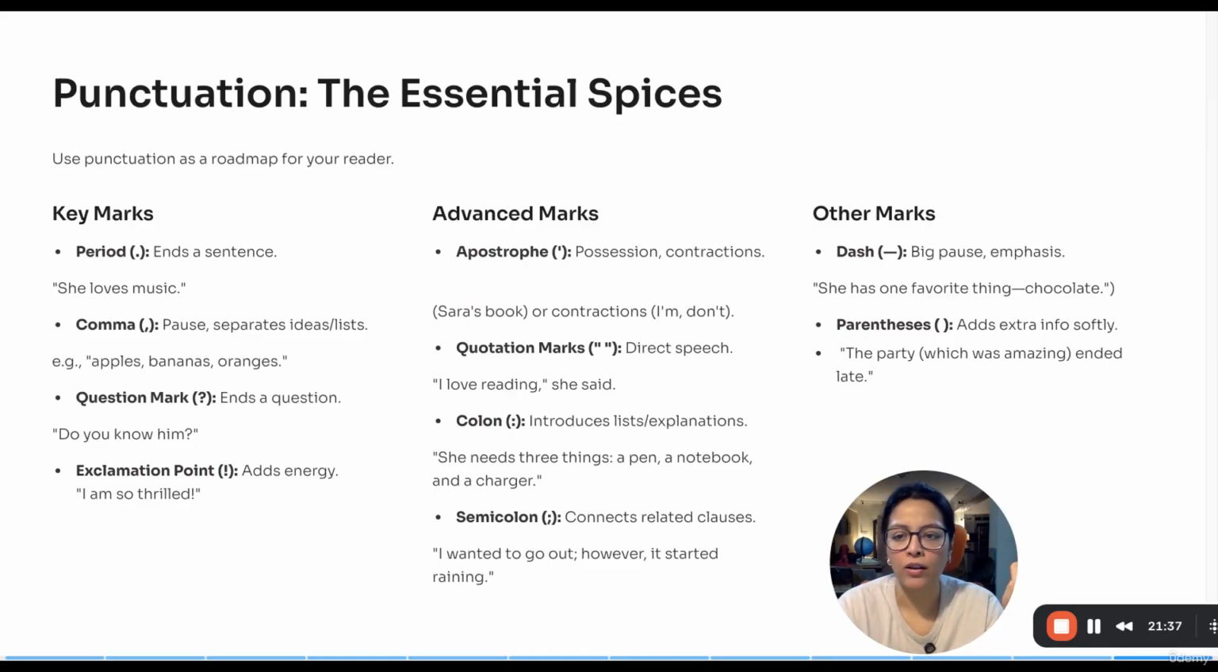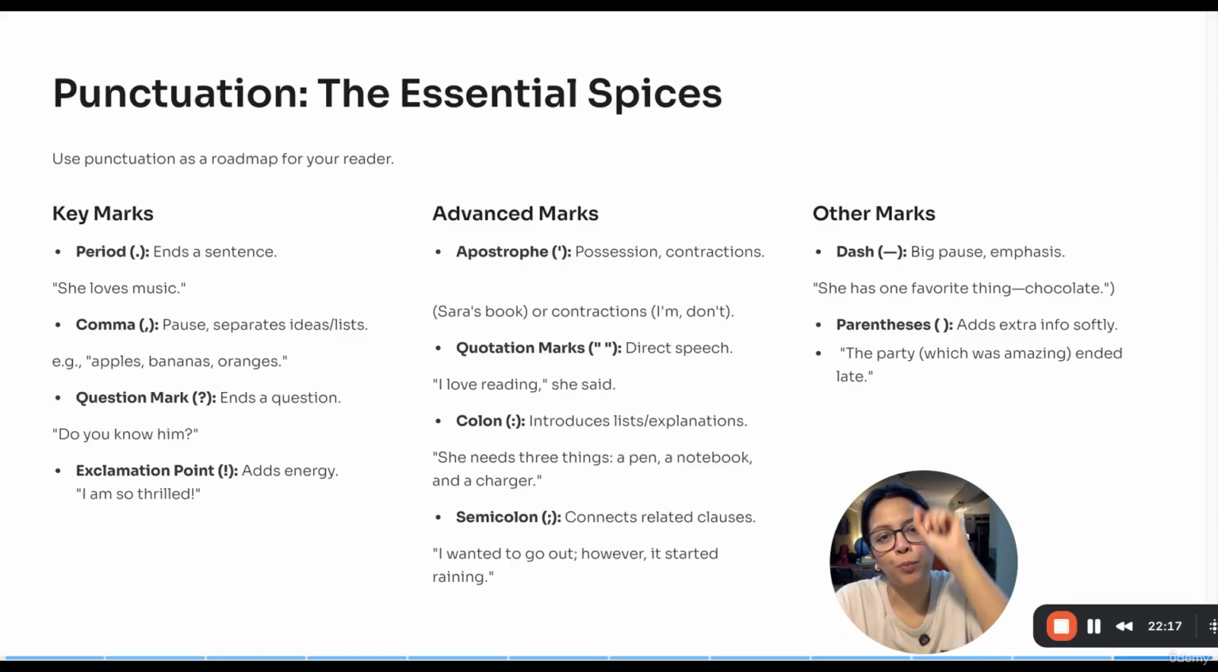Next is a question mark. Whenever we are asking a question, we'll put a question mark. Do you know him? What is his name? Exclamation point adds energy, or every time there's an excess of emotion, it could be sad, it could be happy, it could be excitement, you put an exclamation. I am so thrilled, exclamation. Bravo, our team won. Alas, he is no more, exclamation. Why exclamation? Because again, you're being sad, there is an excess of emotion.